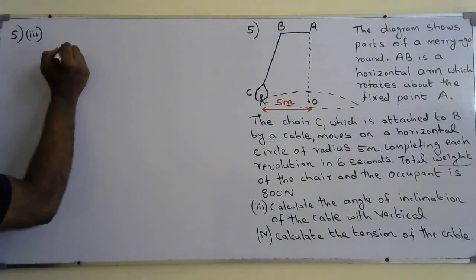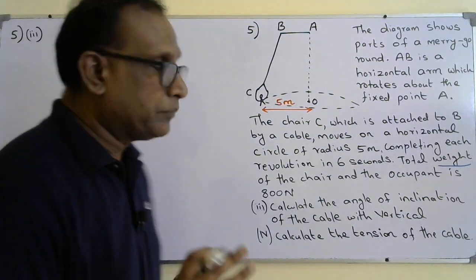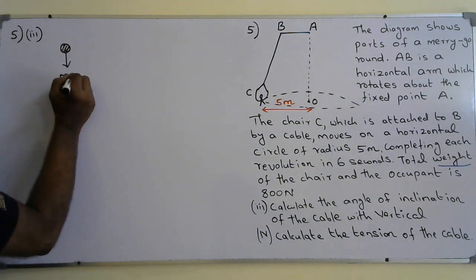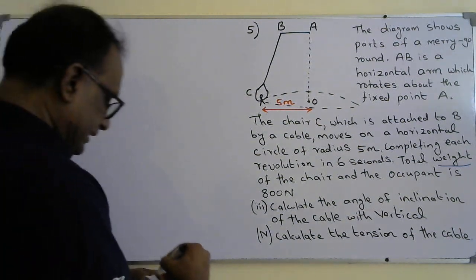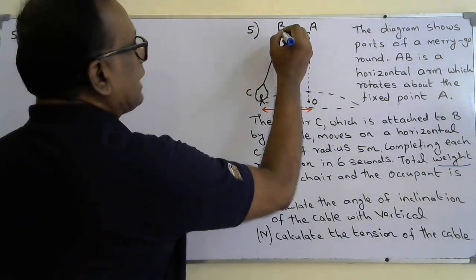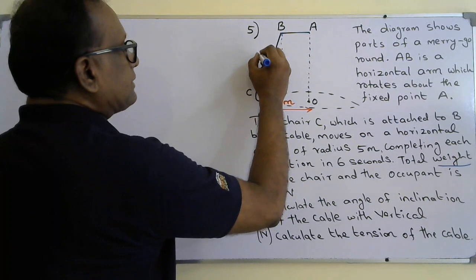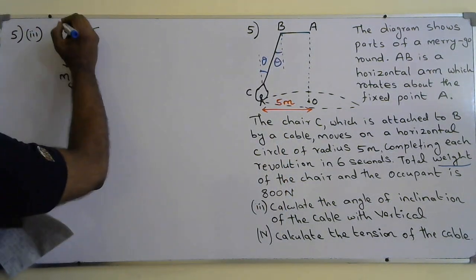If I draw the chair and the occupant as a bob together as one object or one particle, there will be weight vertically downwards, mg, and there will be tension along the cable. They are asking to find this angle of inclination with the vertical. That means they are asking for this angle, theta. This will also be theta here, alternate angles. So this is the theta we need to find.